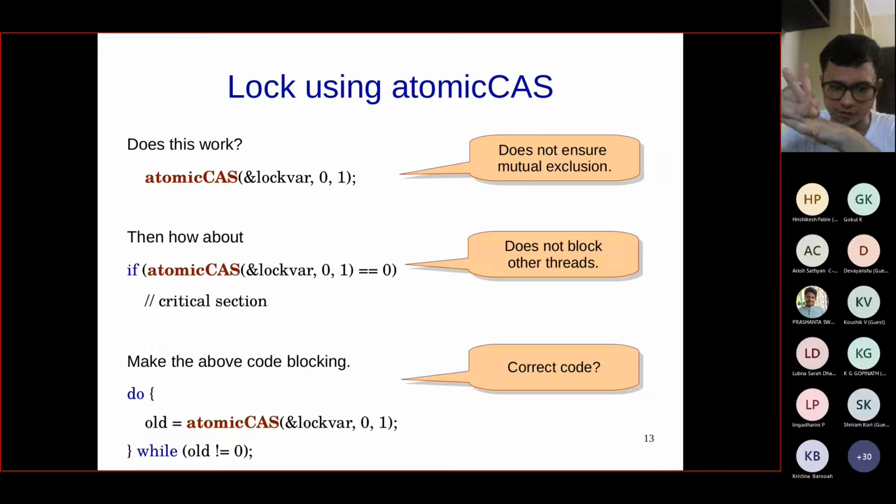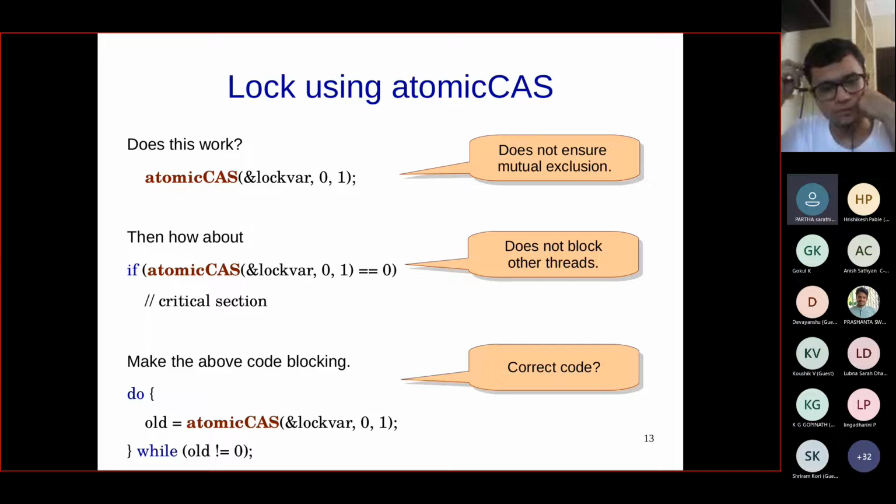Excuse me, sir. I joined later. In case of atomicCAS, after execution of the critical section, will lockvar be reset automatically? No, resetting we have to do explicitly. This is one piece of code which implements some sort of lock, and for unlock we need to set lockvar equal to 0 explicitly. Okay, sir.